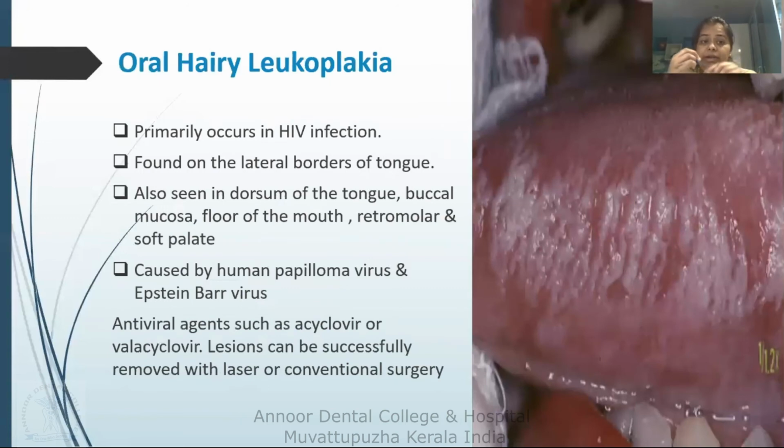Oral hairy leukoplakia, again, primarily occurs only in HIV infection. They are found on the lateral borders of the tongue. They're also seen on the dorsum of the tongue, buccal mucosa, floor of the mouth, retromolar area, and soft palate. They're caused by human papillomavirus and Epstein-Barr virus. Treatment is by antiviral agents such as acyclovir or valacyclovir. Lesions can be successfully removed either using a laser or conventional surgery.